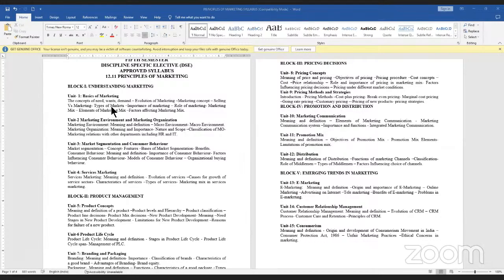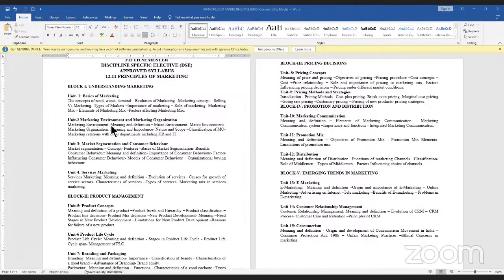Unit 1 tells you about the basics of marketing: what is need, want, demand, how the evolution of marketing took place, what is the marketing concept, the difference between marketing and selling, and the marketing mix and its elements.